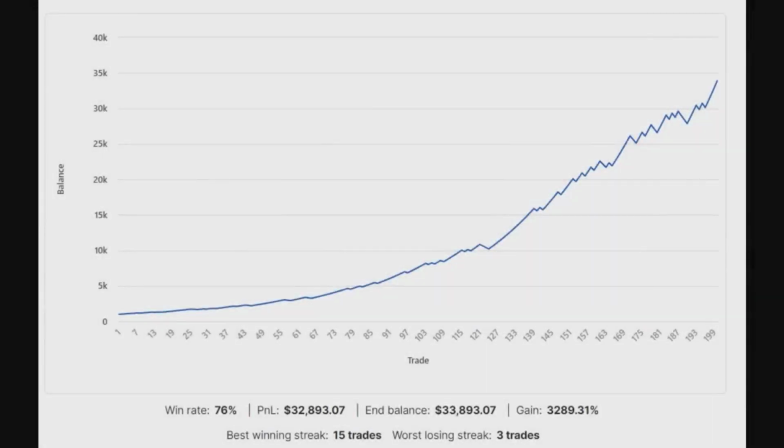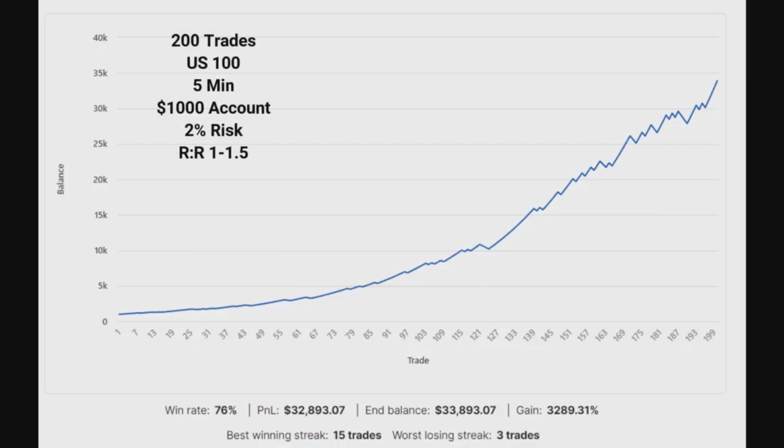I back-tested this strategy 200 times on the Index US 100, 5-minute time frame. I started with a $1,000 account, risking 2% per trade, with a fixed risk-to-reward target of 1 to 1.5. I only took valid trades that were applicable with the strategy requirements, and I also compounded the account. Let's take a look at these numbers here.